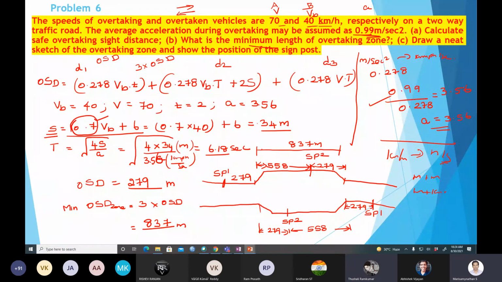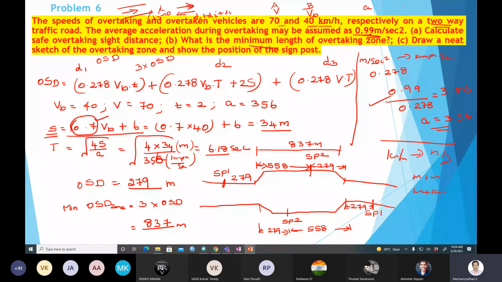Sir, and one more thing, you mentioned that OSD will be given by D1 plus D2 in some special case. So, sir, which case is that? Here they have mentioned two-way traffic, right? So the road stretch is there. If the opposite vehicle is also coming, then it is D1 plus D2 plus D3. If the road is allowed for only one-way traffic, then there is no point of D3. The opposite vehicle won't be there, so that time D3 becomes 0.